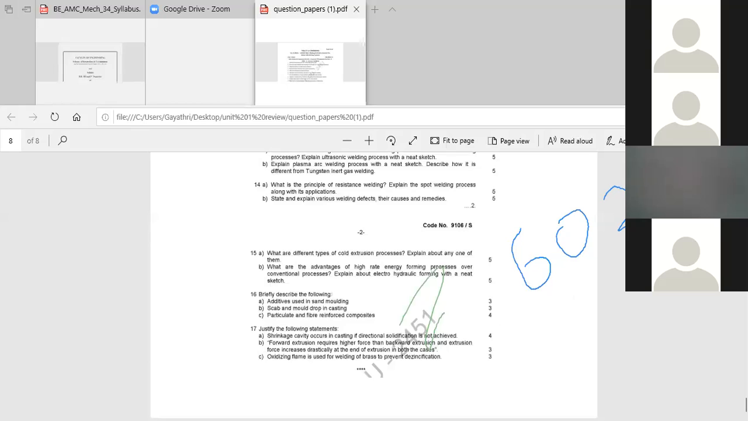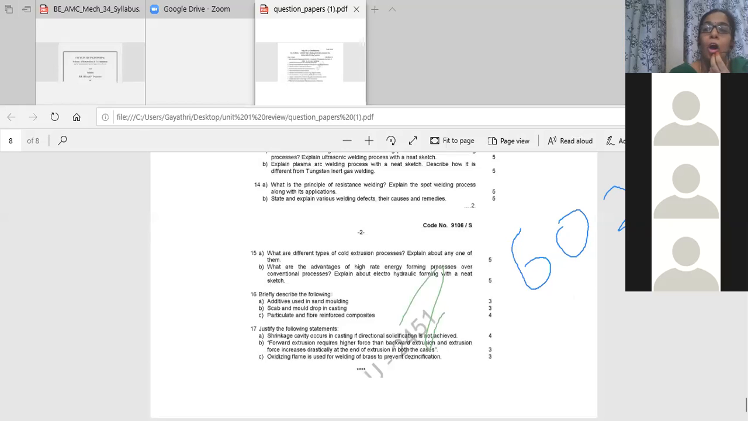Okay. So the problems you have to concentrate on are permeability and riser design. These two problems you may get. If the paper is tough, you may get the problems on design of riser. So please practice the problems and study the important questions from unit 1.